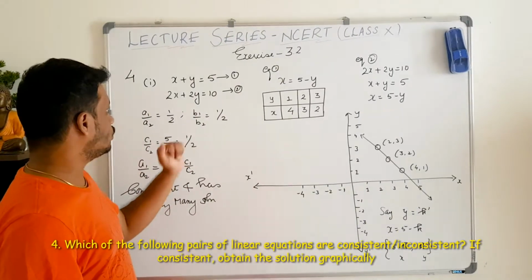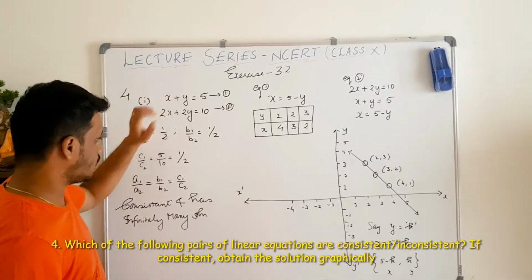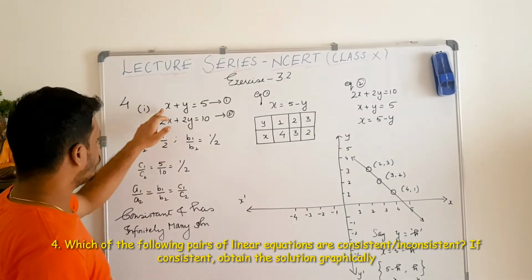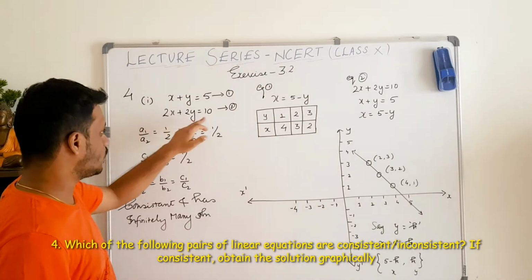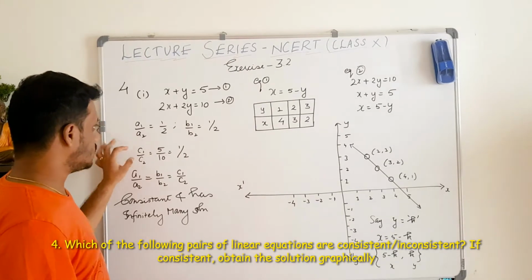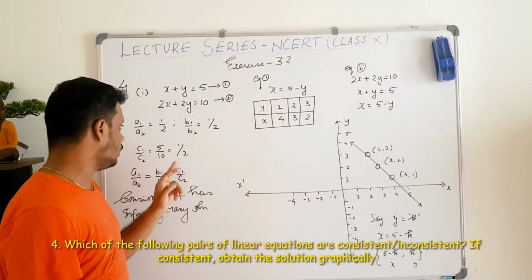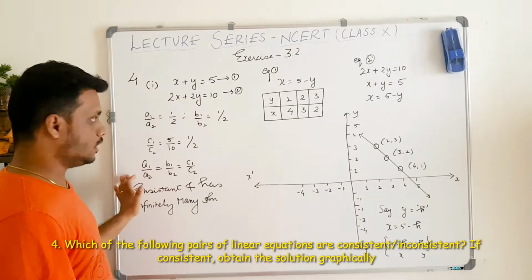So this is the fourth question, first subdivision. They are given a set of equations and asked to solve it graphically. So the first equation is x plus y equal to 5. The second one is 2x plus 2y equal to 10. So when I find a1 by a2, b1 by b2, c1 by c2, I see that all the three of them are equal, which is equal to 1 by 2. So this is a condition for infinitely many solutions.